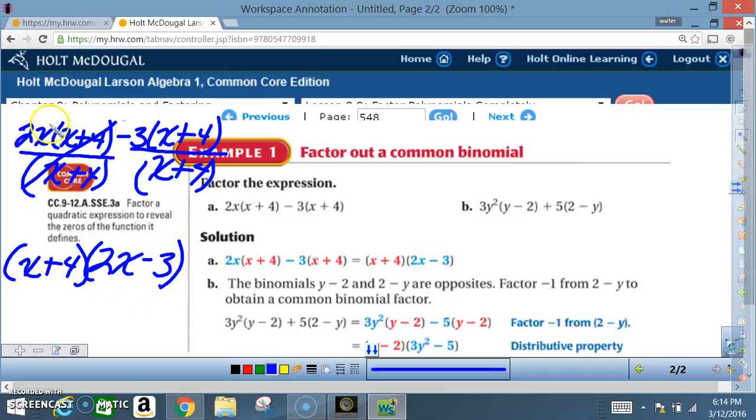So once again, you write out the original problem. You find out what binomial they have in common. You write it down, and then you factor it out. So 2x times (x plus 4) divided by x plus 4: they're going to cross out, and you're left with just 2x. A negative 3 times (x plus 4) divided by x plus 4: the x plus 4s will cancel out, and you're left with just a negative 3, and you have your answer.